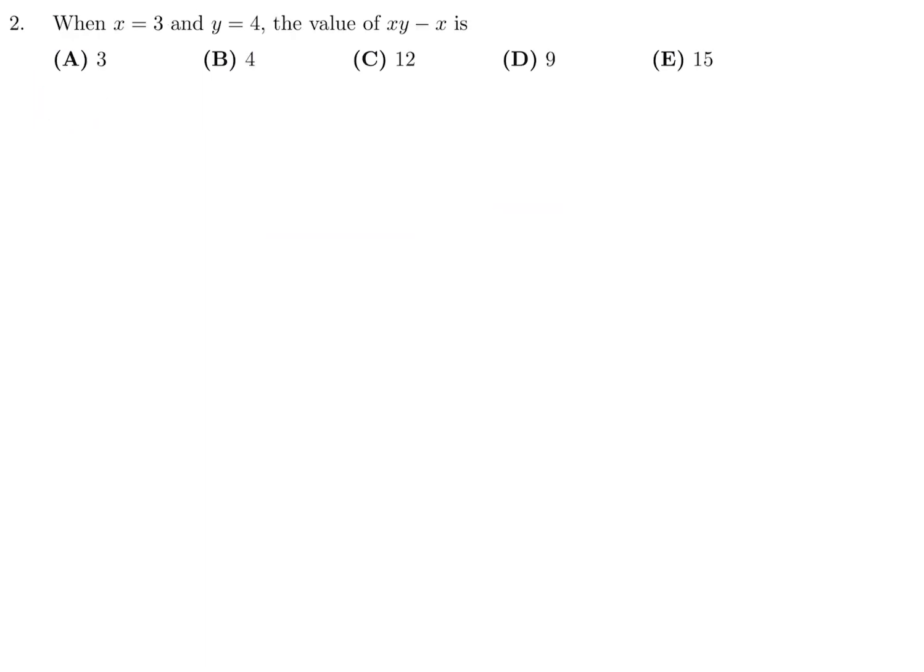If x is 3 and y is 4, what is x, y minus x? X is 3, y is 4, x is 3. So this is 12 minus 3, which is 9. Number 2, the answer is D.